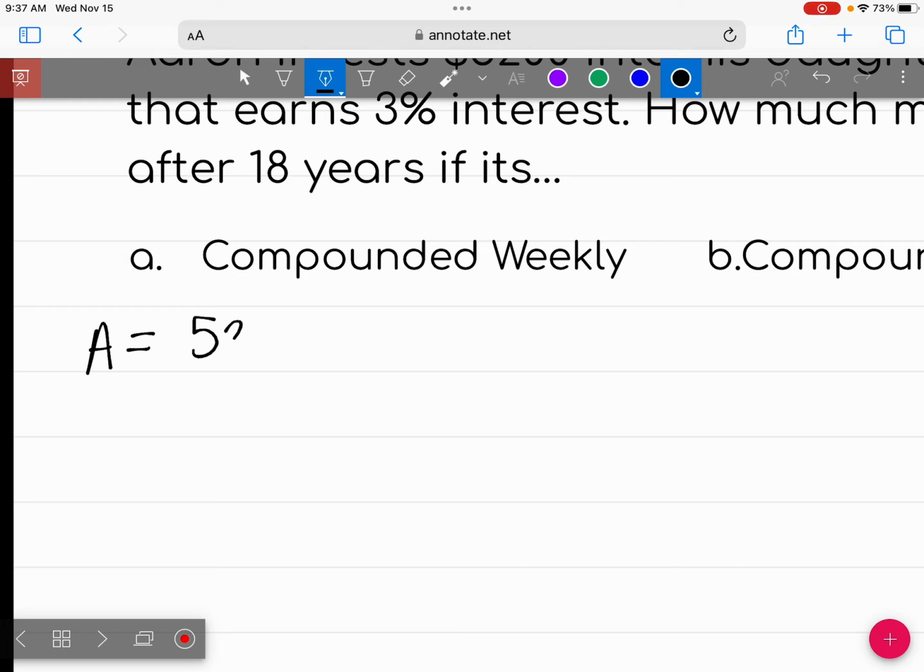So we're going to have our $5,200. 1 plus, what's our rate? 0.03. And this one is compounded weekly. So how many is that? 52 weeks in a year. And we're going to do our 18 times 52, because it's 18 years. So he invested this when she was born. How much does she have when she graduates high school?